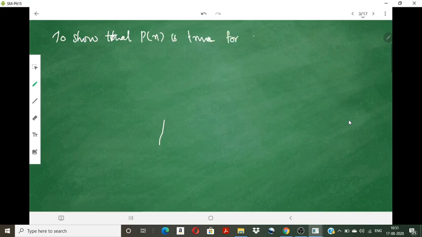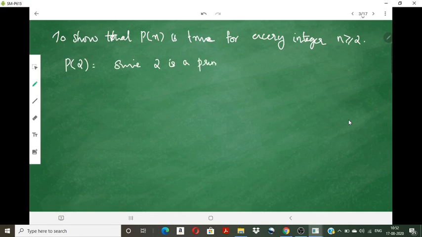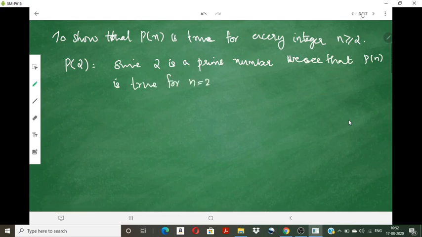To show that P of n is true for every integer, first our aim is to show that P of n is true for every integer n greater than or equal to 2. For the basic step, we consider P of 2. Since 2 is a prime number, we see that P of n is true for n equal to 2.